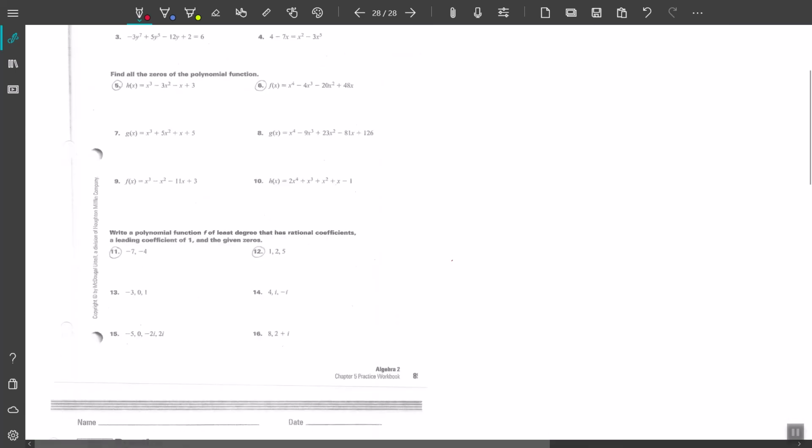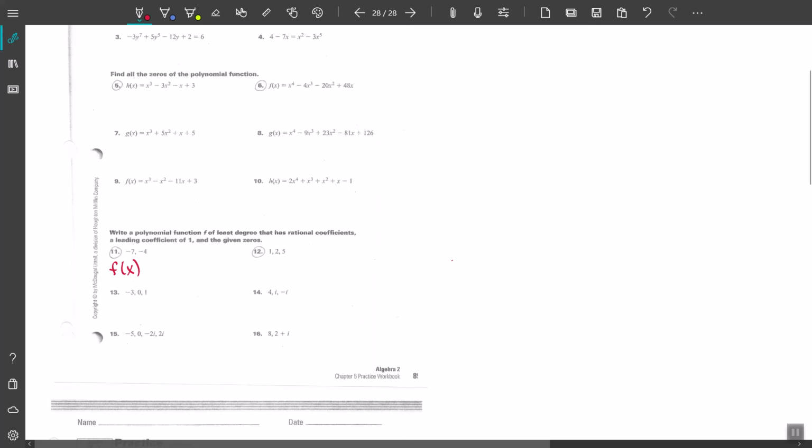Now moving down to the bottom of the page, they want us to write a polynomial function, f. So what that means is they just want us to write the final function, calling the function f. So f of x, like in number 5 we just did, it was h of x. Number 7 here is g of x. They just want us to name it f.